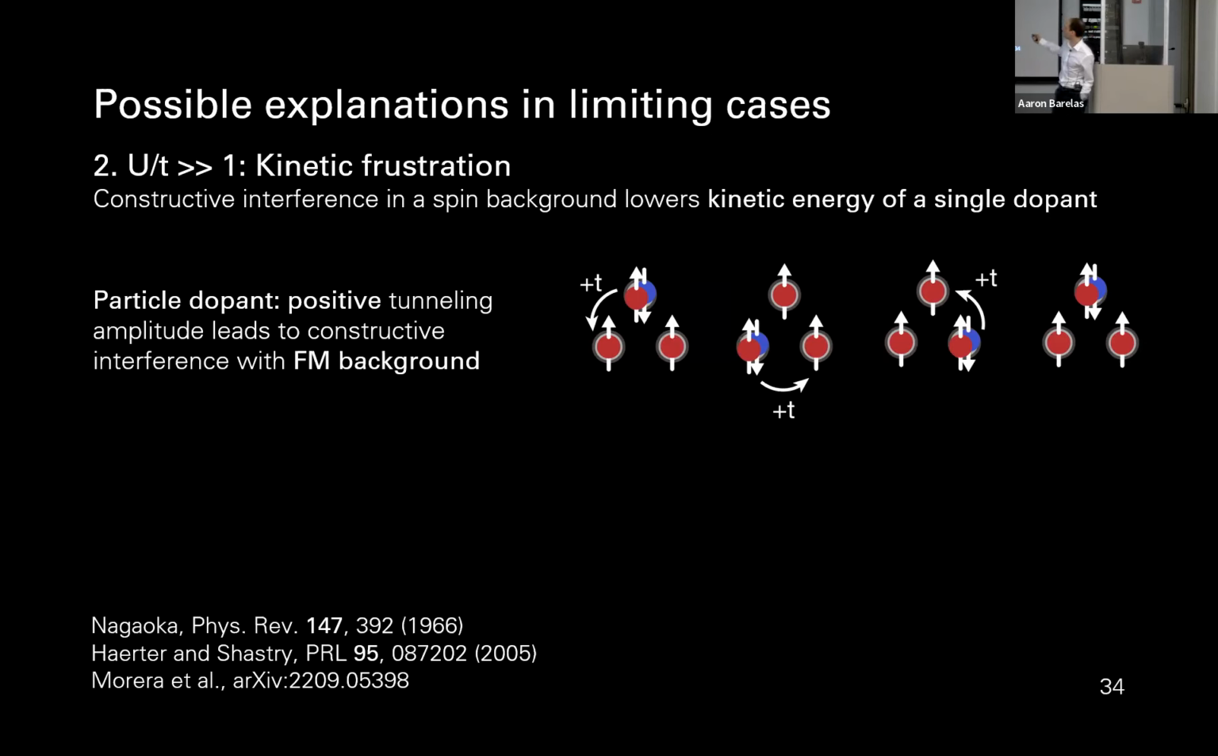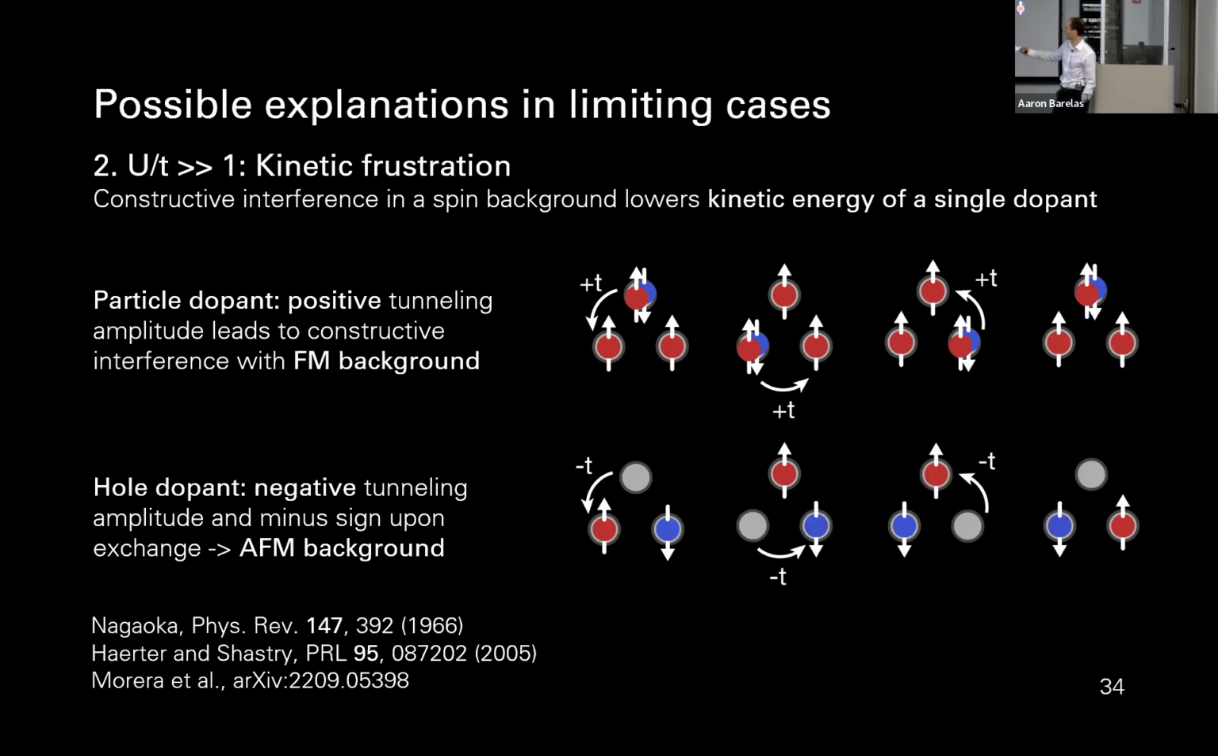Now if you're considering the simple case of a triangular plaquette, it can tunnel around the triangle with three positive tunneling elements, meaning that the effective coupling between this state and that other state is positive. You can see it as a kind of constructive interference between that state and the one where the particle has hopped three times, and that interference happens if you have a ferromagnetic background on the sites which are not doubly occupied. So that's a kinetic argument to explain why ferromagnetism might be favored when you have particle dopants.